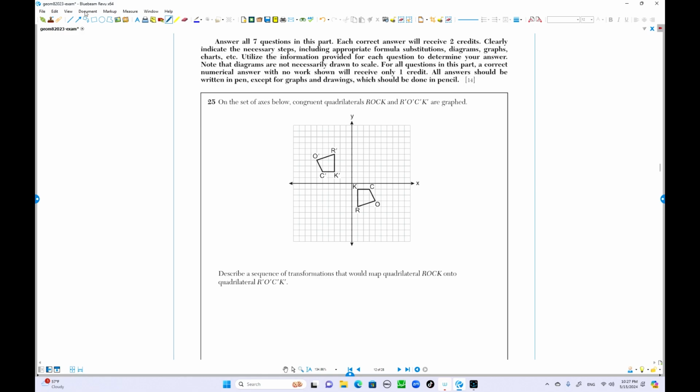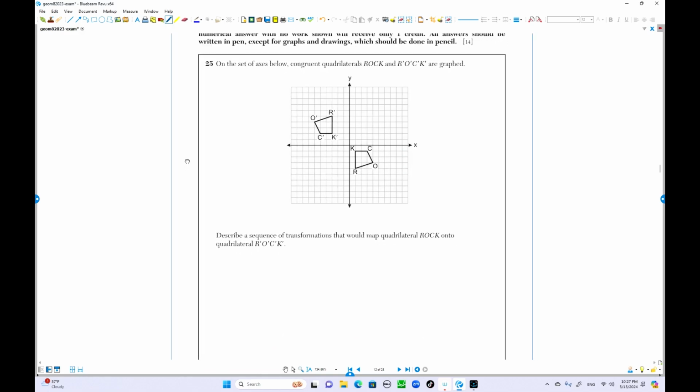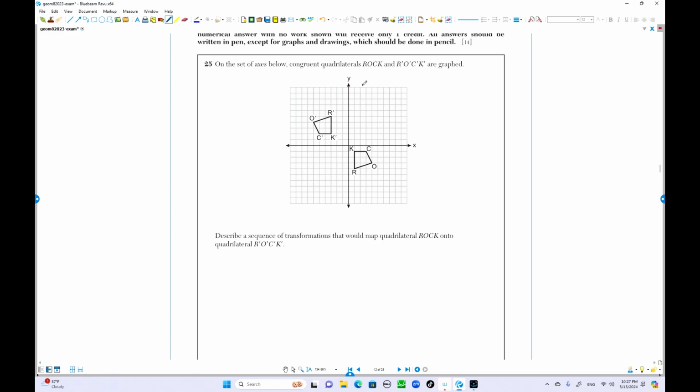So we start part 2 today. We're going to finish up to the end of part 4. All right, here is number 25. We have a quadrilateral ROCK and another quadrilateral, R'O'C'K', graphed over here. Describe the sequence of transformations.